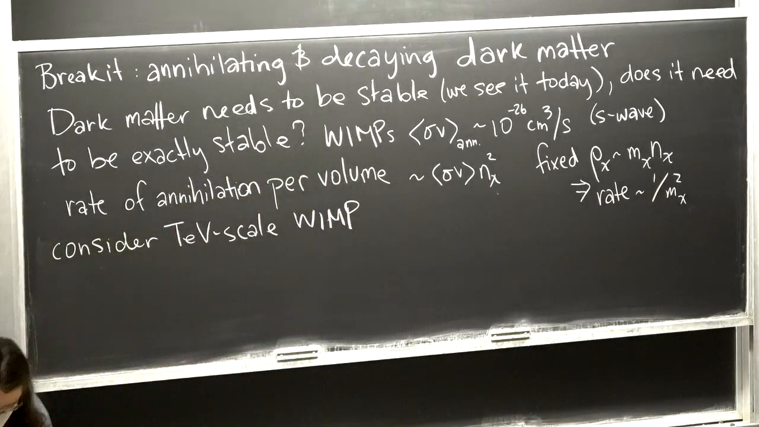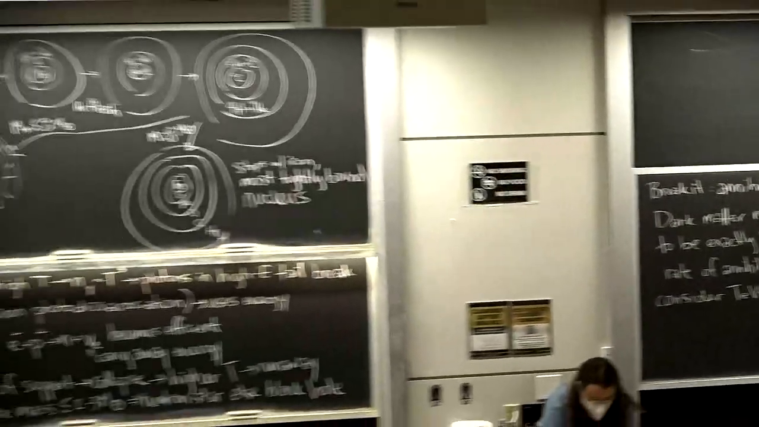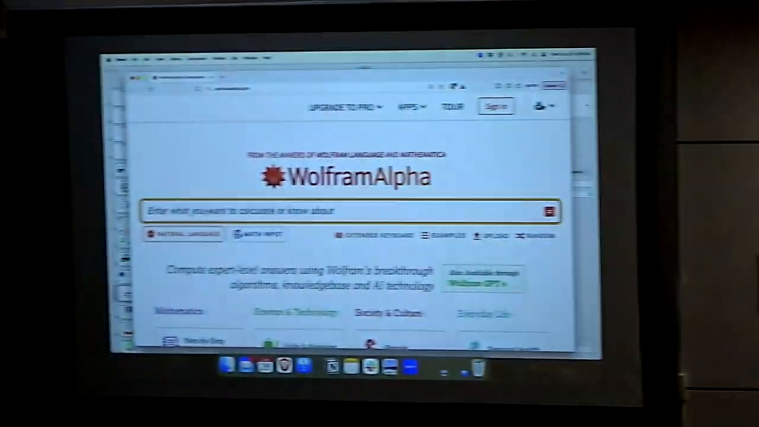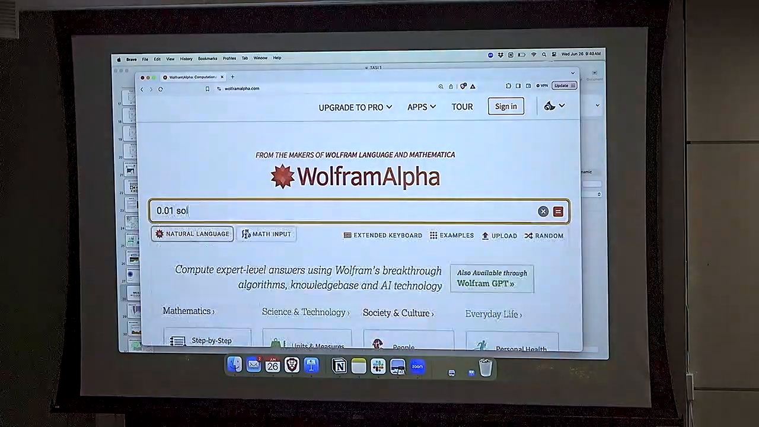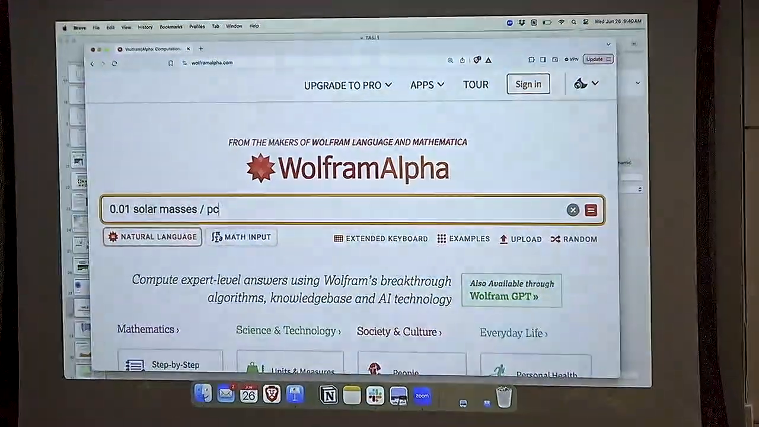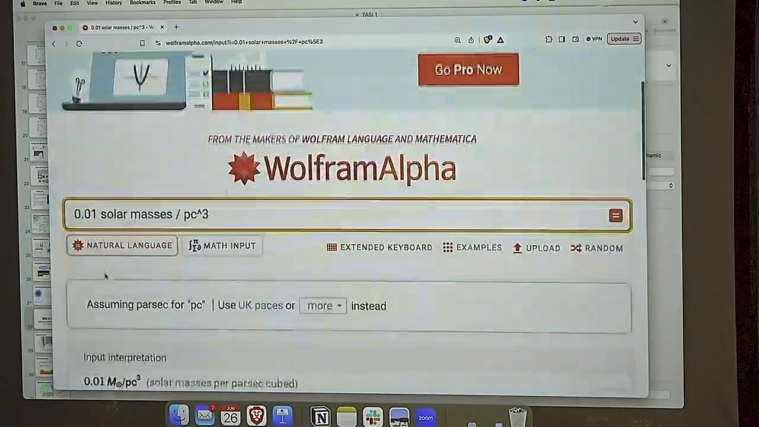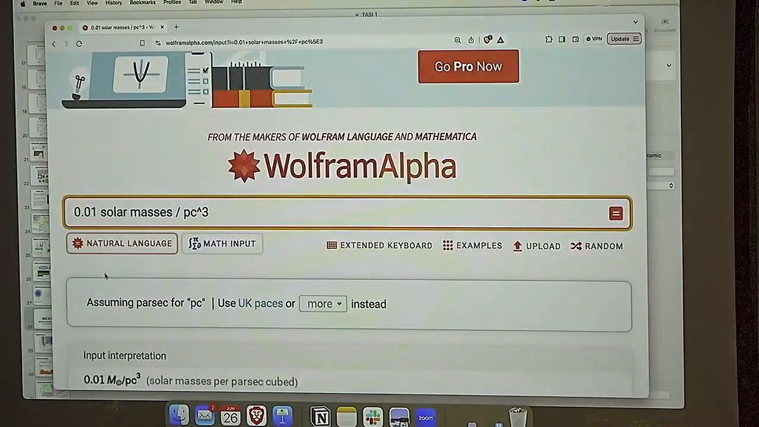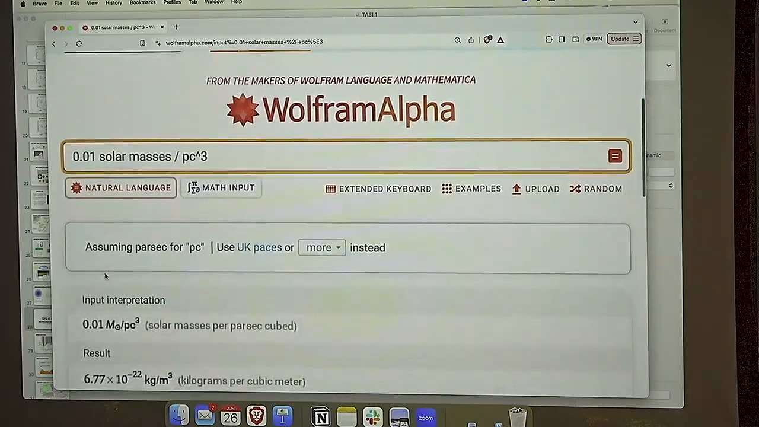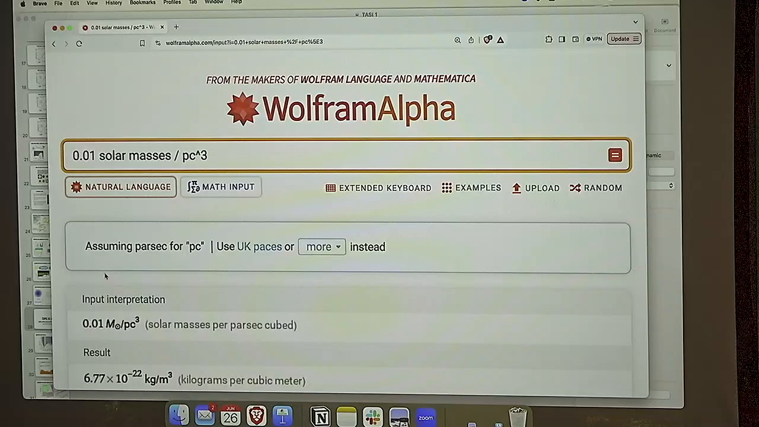All right, we're going to go to Wolfram Alpha again. I'm going to try to make it bigger. There we go. This is just something I happen to remember, that the local density of dark matter is about 0.01 solar masses per parsec cubed. You can also put in 0.3 GeV per centimeter cubed, and then you have to stick in some extra factors of c squared, which I didn't feel like doing. So that's the mass density, solar masses per parsec cubed.